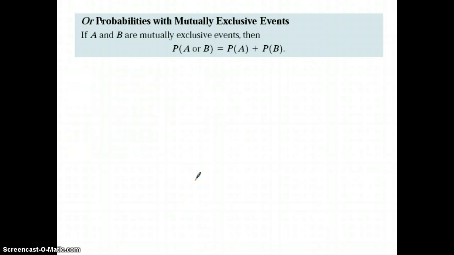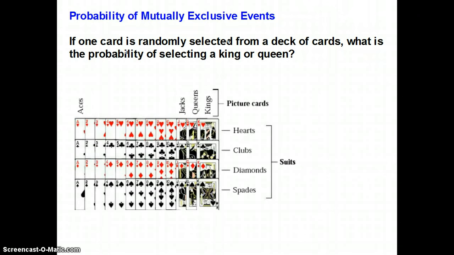We're going to look at OR probabilities with mutually exclusive events. It says if A and B are mutually exclusive events, then the probability of A or B occurring is found by adding the probability of A plus the probability of B. Let's work on a problem with mutually exclusive events.